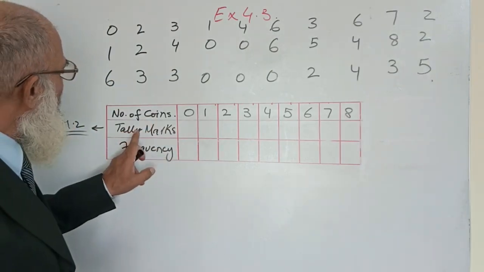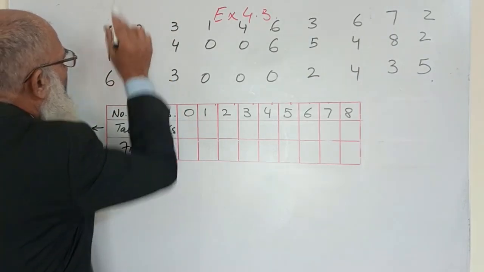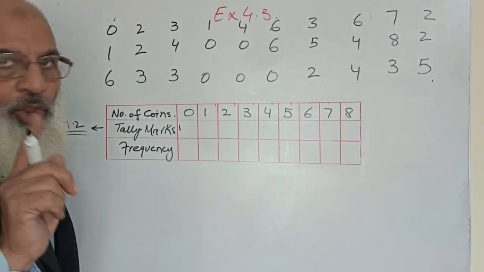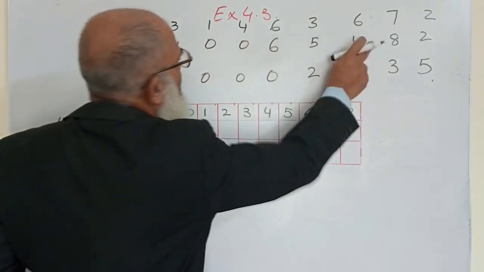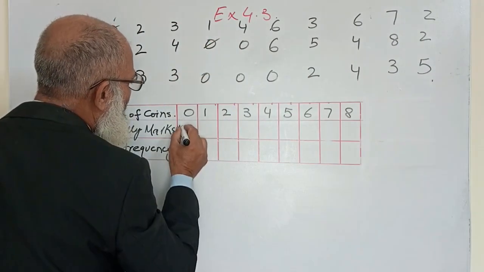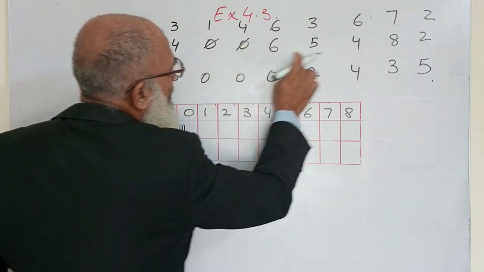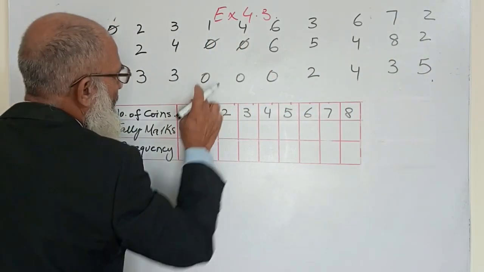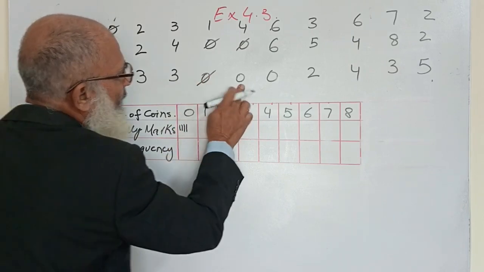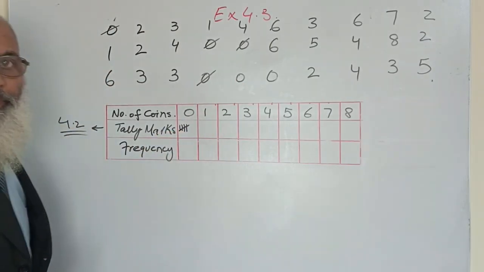Now, how many coins are there? 0, 1. Just put a 1 over here. This is a tally mark, not the number 1. It is done. Now this one, 1 again. This one, 1 again. This one, 1 again. And for the 5th, you have to cross all the 4.